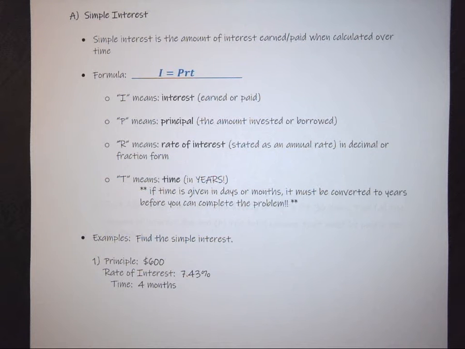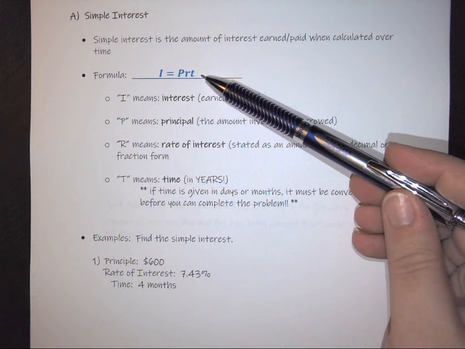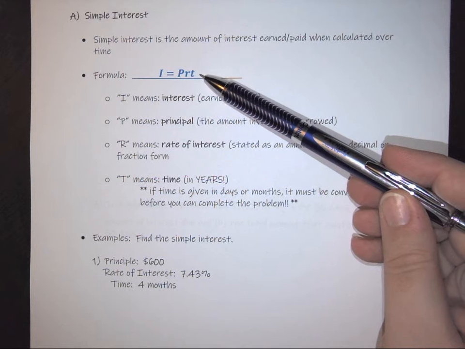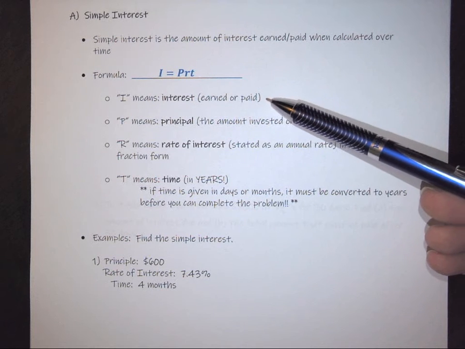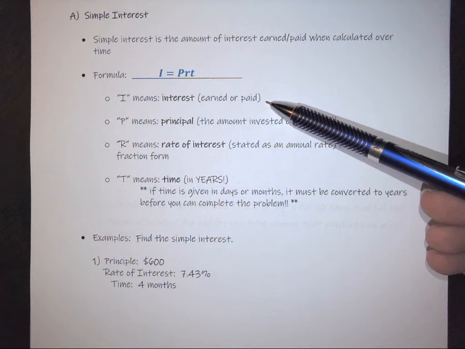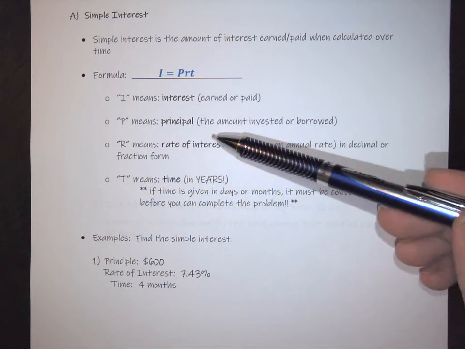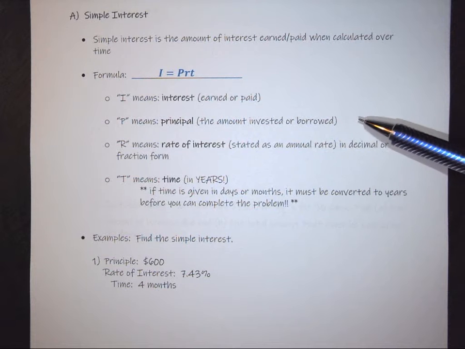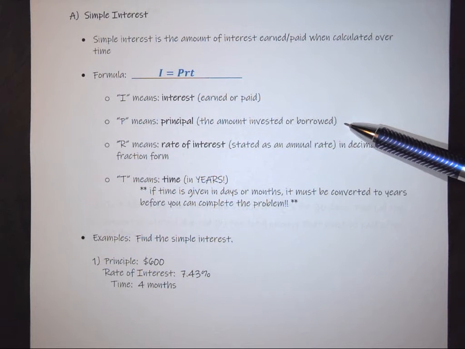We have a very simple formula for that, I equals PRT. But in order to use this formula, you have to know the variables. So here we go. I is your interest. The interest is talking about what you have earned or what's being paid out. P is your principal, i.e. it is the amount that is invested or borrowed, i.e. it's what you put in.